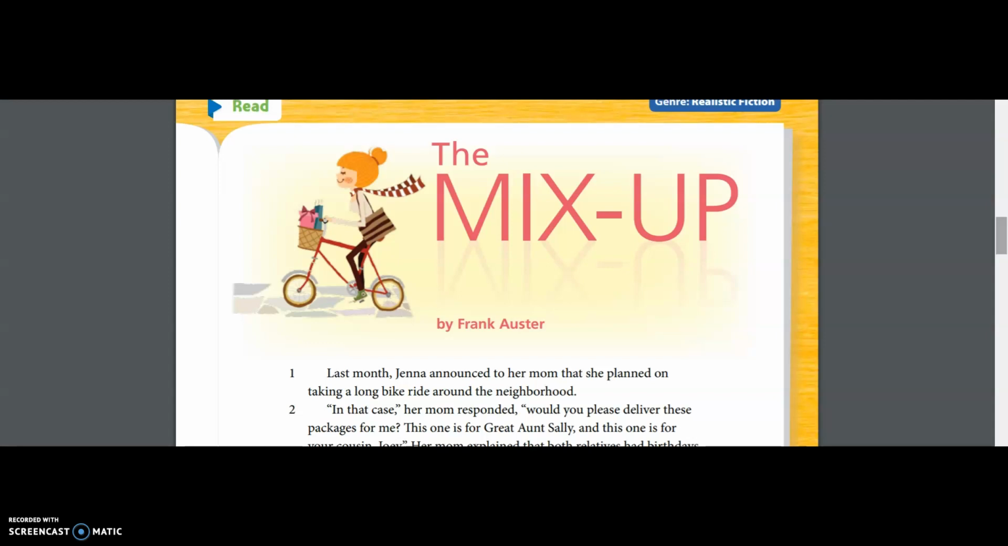So our goal this week is to summarize different literary texts. We just read a literary text. We just read a realistic fiction story. Now, in order for us to summarize the text, we have to first make sure that we understood what we read. So I have a couple of questions for you all. My first question: who are the main characters in The Mix-Up?